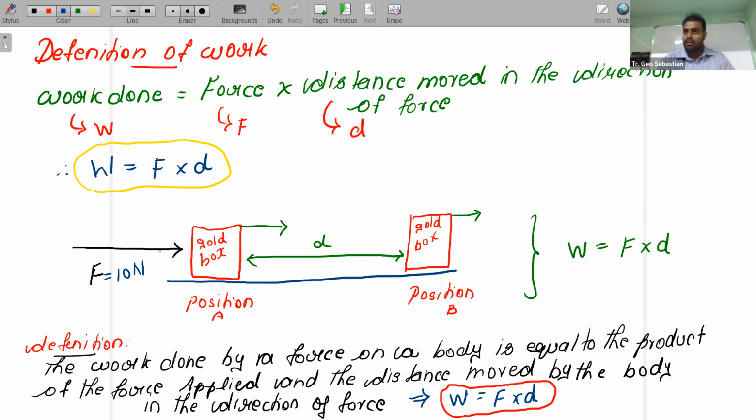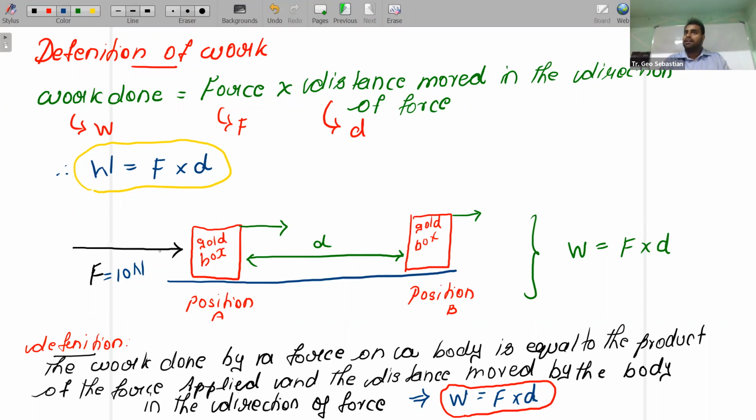Consider once again the gold box at position A. Now I'm applying a 10 Newton force to the gold box. The gold box moves in the direction of the force and reaches position B. So the distance between the position where you applied the force and where it stays now, the distance between position A and position B, we call it D. And the product of force and distance, we call work done. So finally, you can assume that work done is equal to force into distance moved in the direction of force.